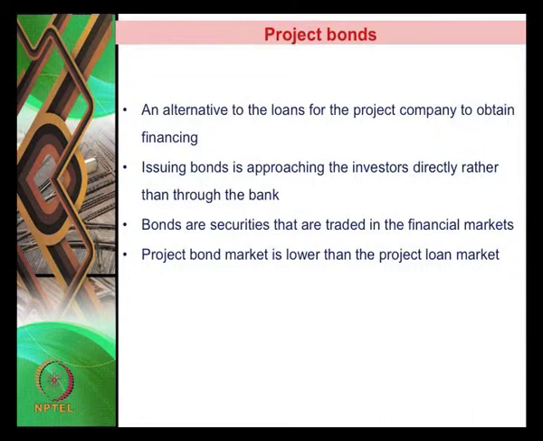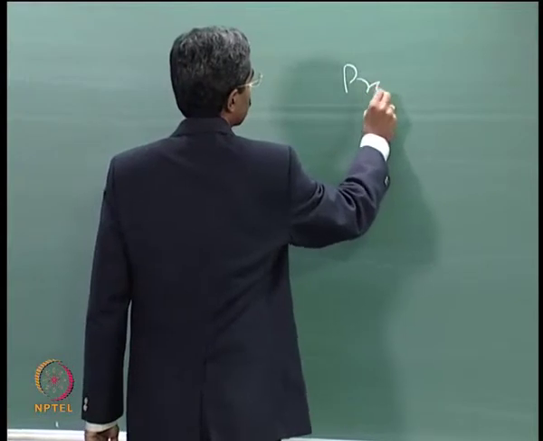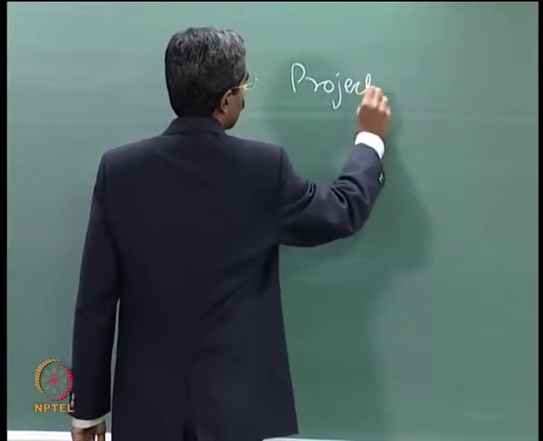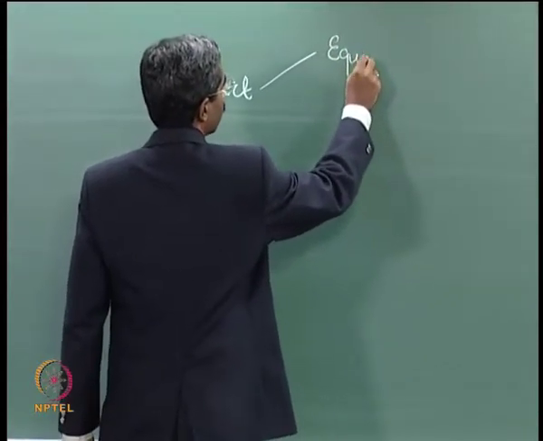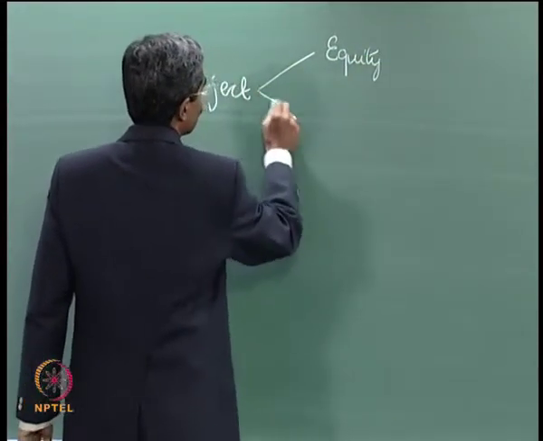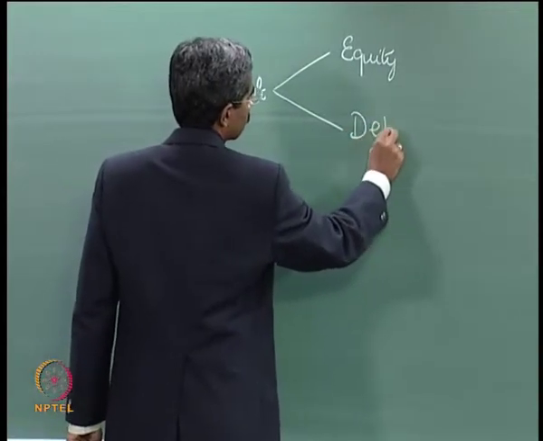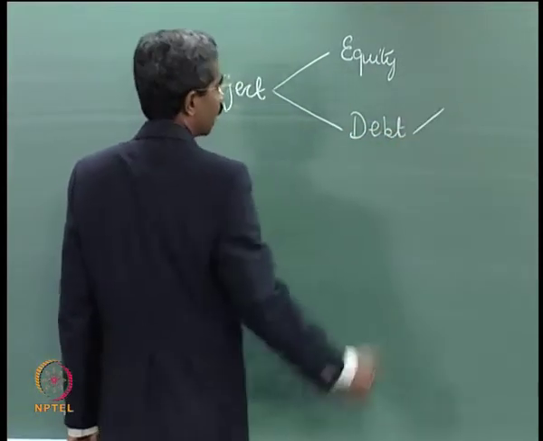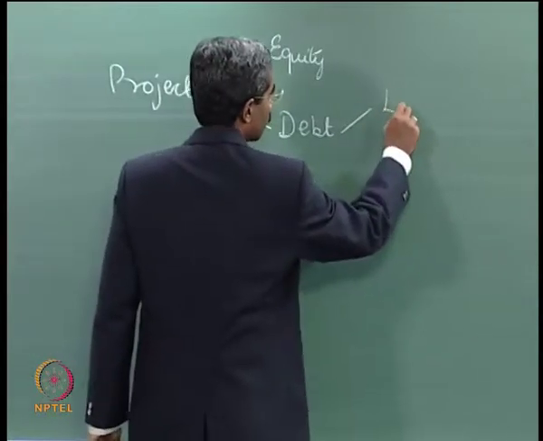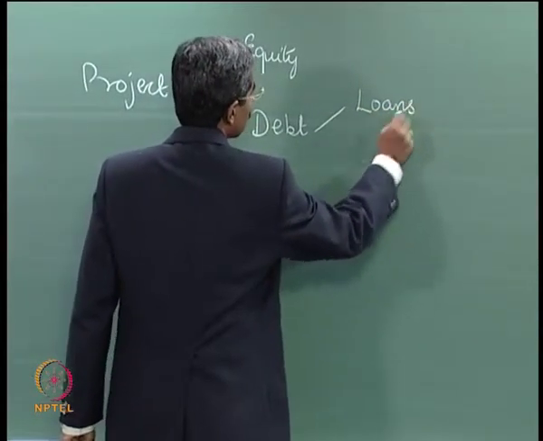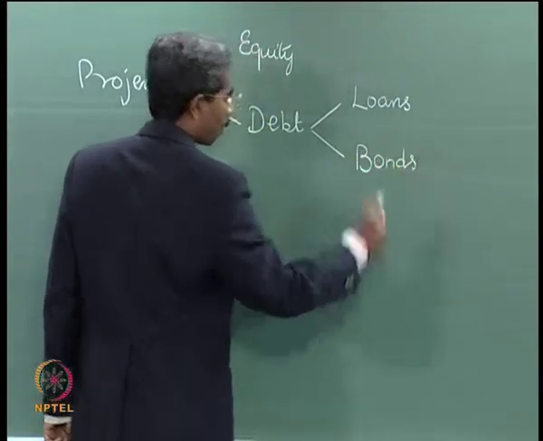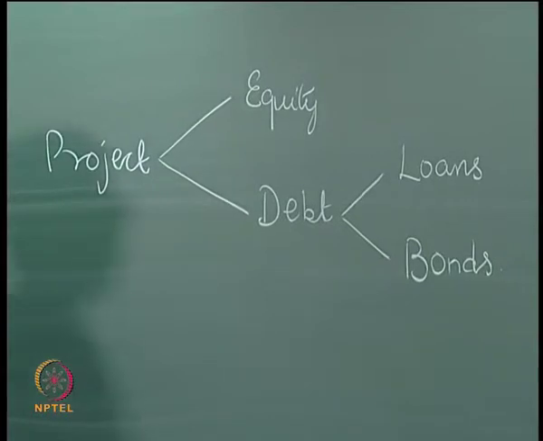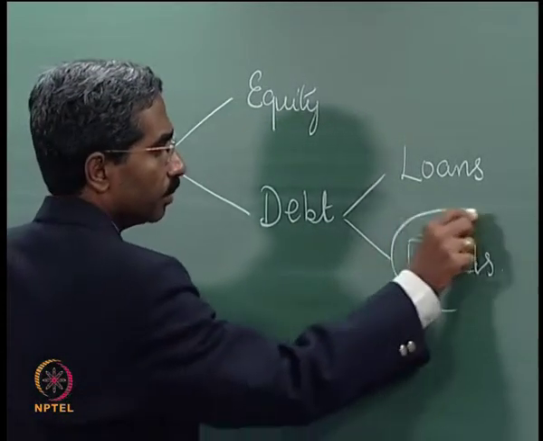So, essentially, if you look at a project, it is financed by two sources, and very broadly we have equity and then we have debt. Debt can again be classified into two categories. One is syndicated loans and the other is bonds. So, when you talk about project bonds, I largely refer to this.